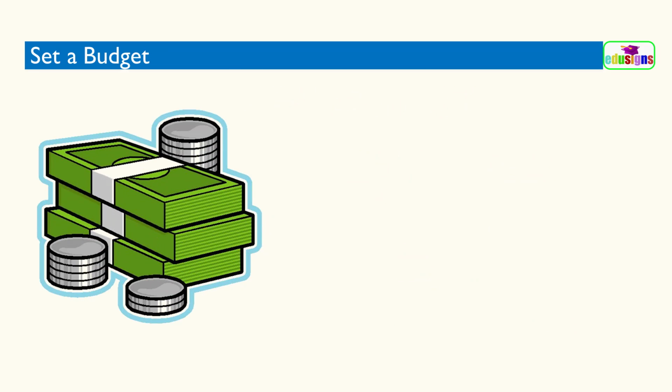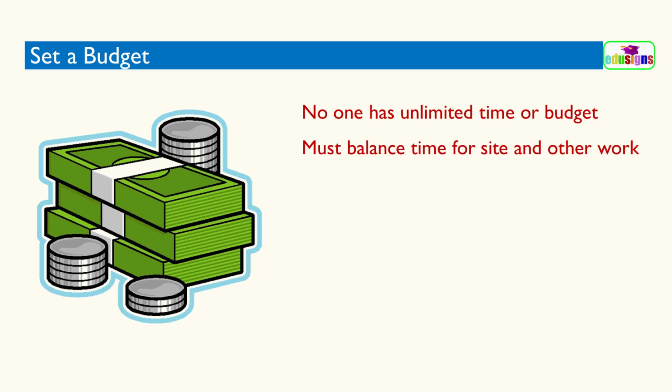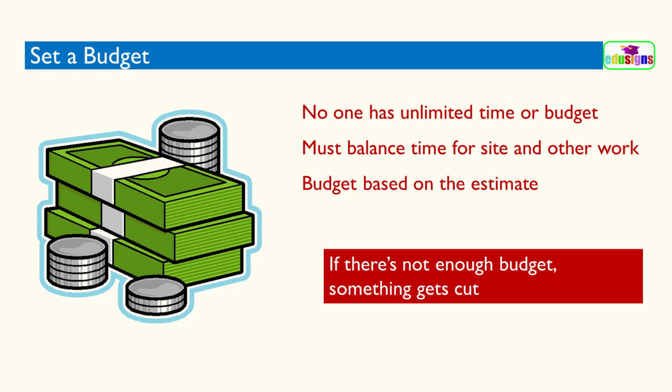Fifth, you need to set a budget. No one has unlimited time or budget. Your team must balance time for building the site and other work responsibilities. The budget is set based on the estimate. If there is not enough budget for everything you want to build, something gets cut. Usually it's an entire feature that is nice to have but is not necessary.